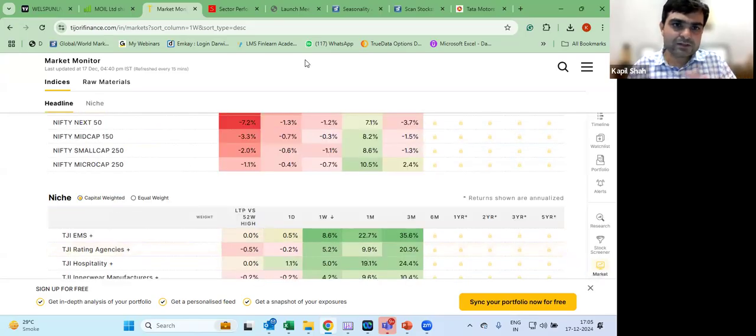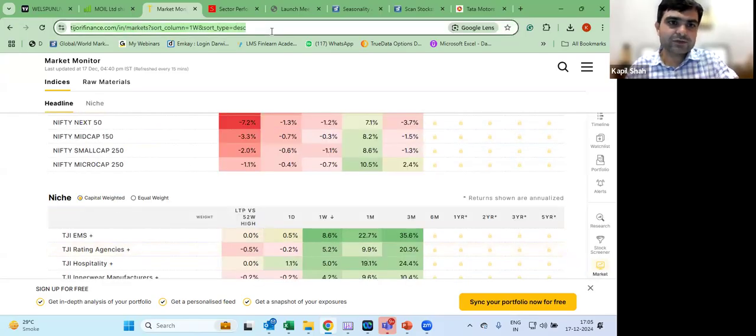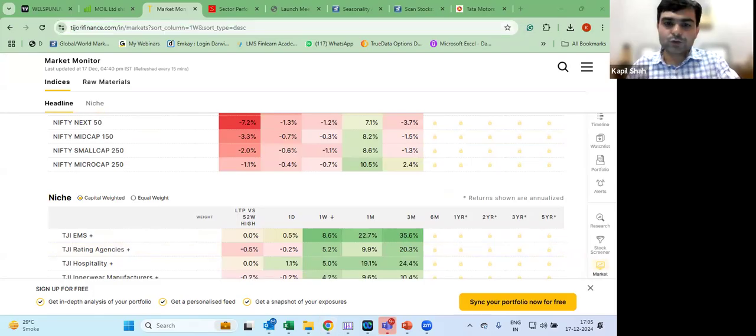So this particular website also helps you a lot. I shared this link with you all for your reference. You can bookmark this. So this is Tijori Finance, right? The purpose of Tijori Finance is to understand niche sector price momentum.